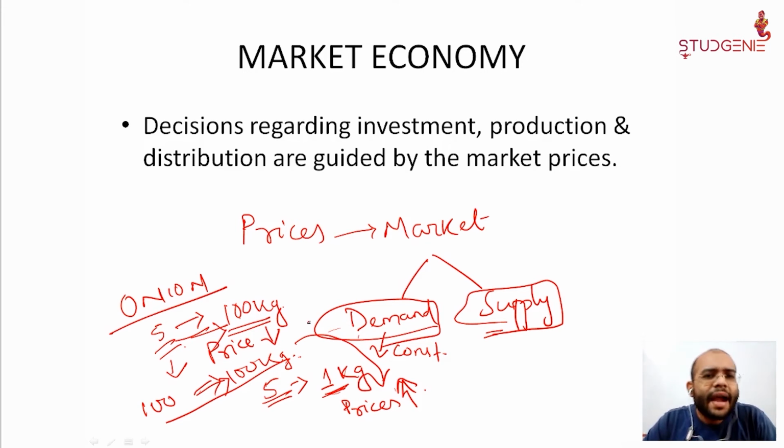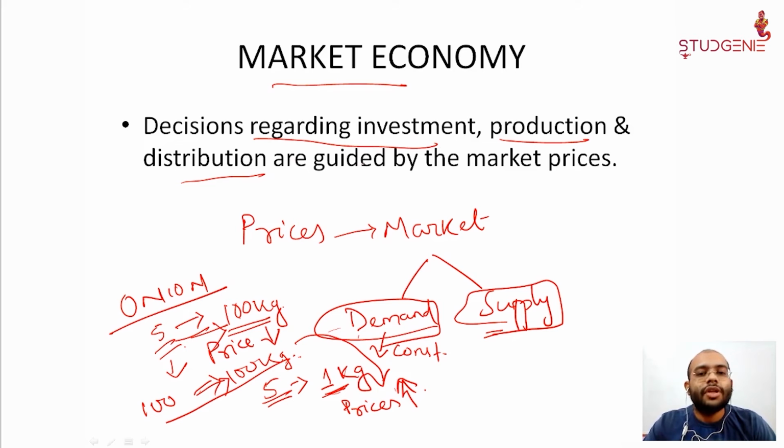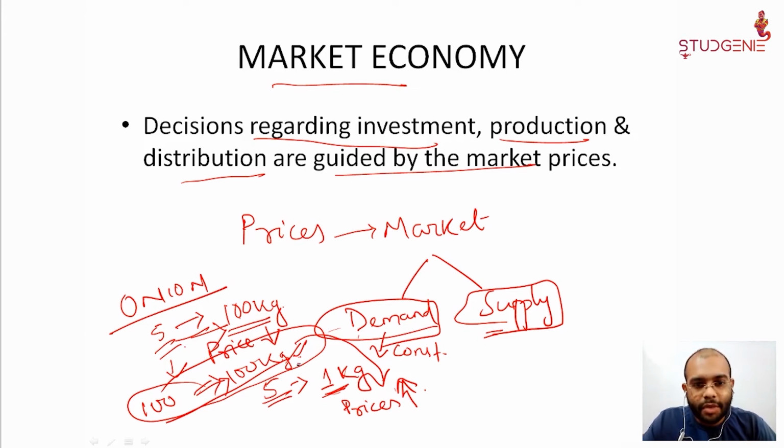So prices are determined through the demand and supply chain in the economy in case of your market economy. Decisions regarding investment, production and distribution are guided by market prices. Suppose in this scenario the demand got high and the supply is constant, definitely more farmers will start producing onions because they will see a profit there. So therefore production and distribution as well as investment of time and money are guided by the market prices. That means the market is nothing but your demand and supply chain.